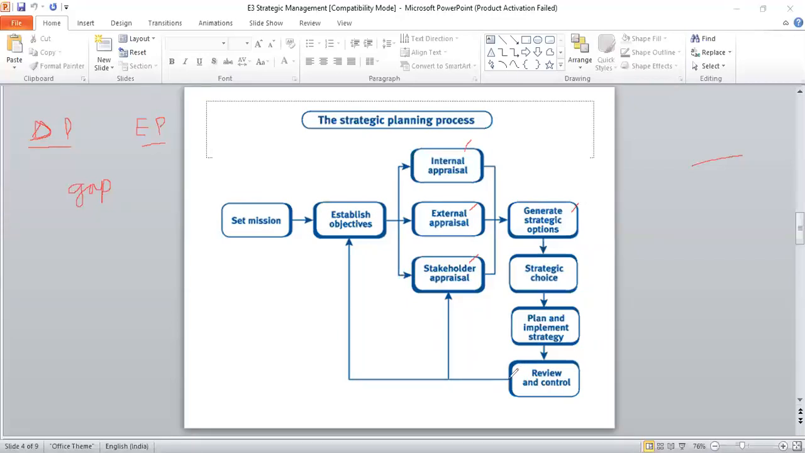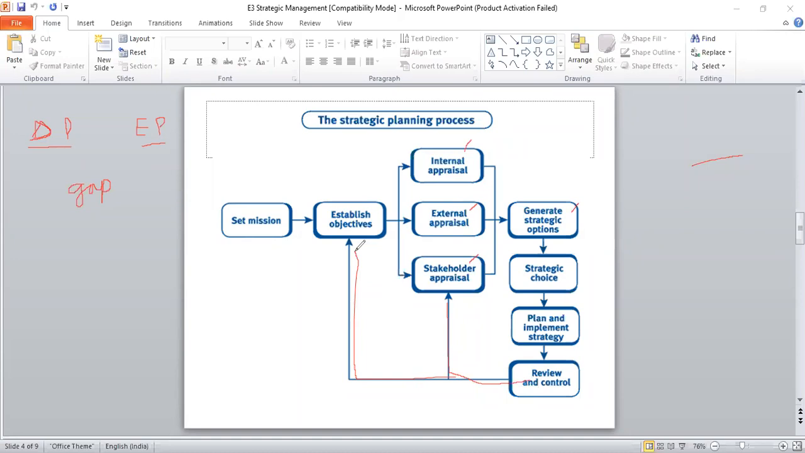We see that one. This goes here, and it connects to the analysis of internal, external, and stakeholder. It also goes and connects to objectives. What does it mean? There is feedback given. The feedback is given for the analysis purpose. So what are the measures which should be taken to see that there are no deviations? That is one feedback which is passed on to see that they are on the right track.